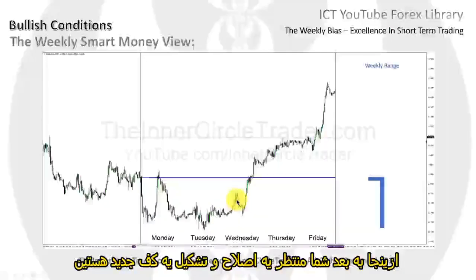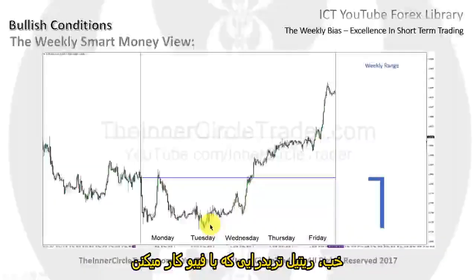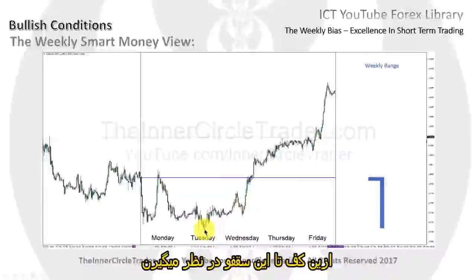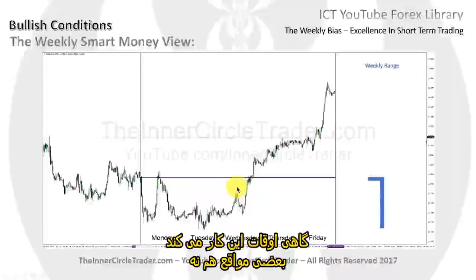From this point here, you're going to be looking for the low to form prior to this run up. Now, classic fib people will go from this low to this high. Sometimes that'll work, sometimes it won't.